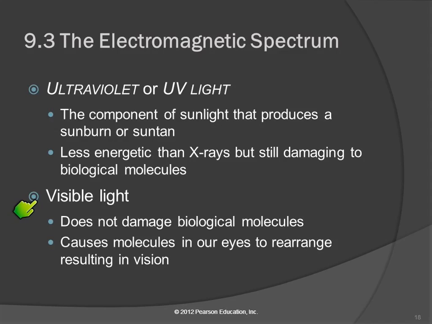Visible light doesn't damage biological molecules. It's interesting to read about how we see. What is vision? Our eyes are sensitive to light, but how? Well, the light actually causes a rearrangement in certain molecules in our eyes, and then that sends a signal to our brain. And our brain has learned to interpret these signals and process them so that we see. Very interesting to think about that.